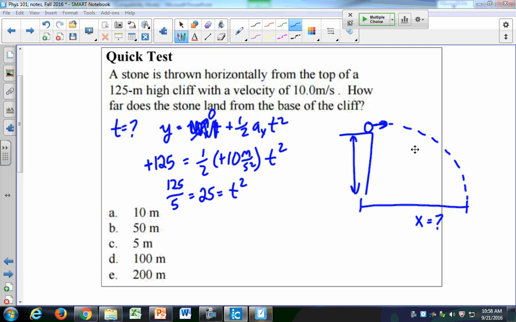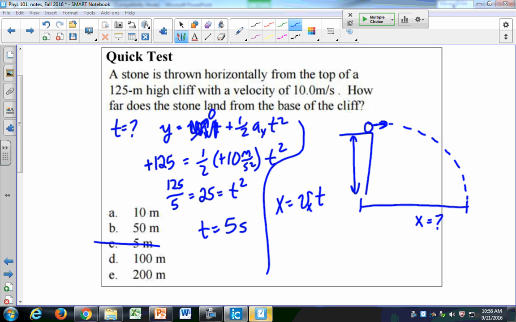So I take the square root of both sides, and I get t equals 5 seconds. That's not the answer, though. I know that a lot of you would put C, because you get 5 and then you think, oh, that must be the answer. But no, the answer is x is equal to v_x times t.